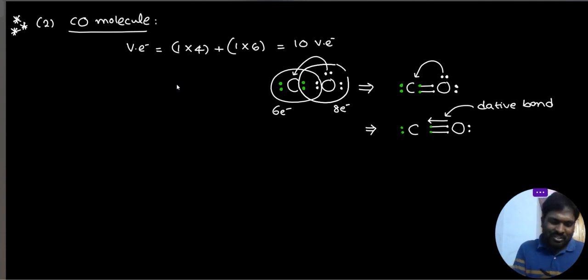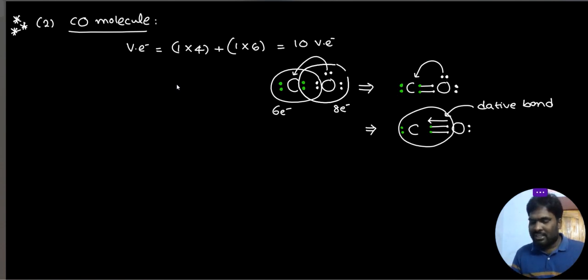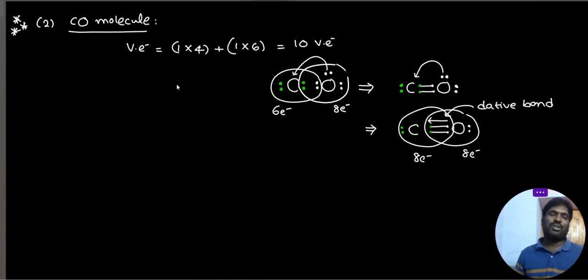Now just observe, around the carbon how many electrons? Even a dative bond we can consider as one bond pair. 3 bonds, 3 into 2 is 6, plus 1 lone pair, 8 electrons. Yes, carbon obeys the octet rule. Similarly, oxygen also has 3 bond pairs and 1 lone pair, 8 electrons. Yes, it obeys the octet rule. Clear everyone? Yes.